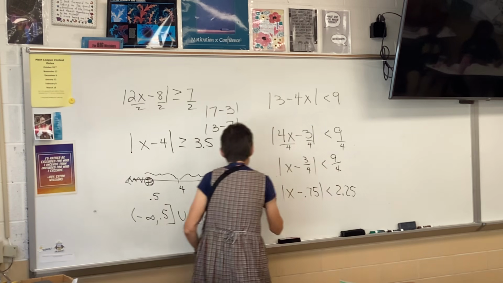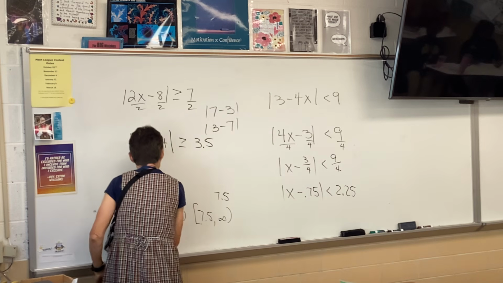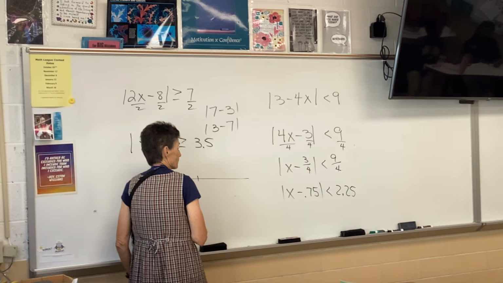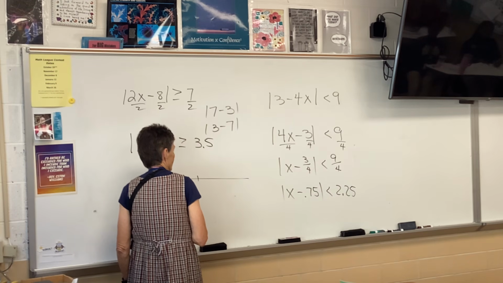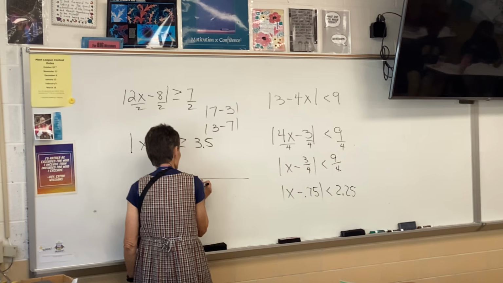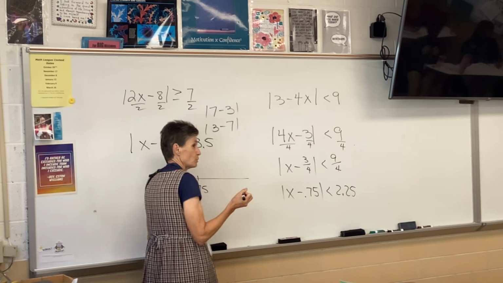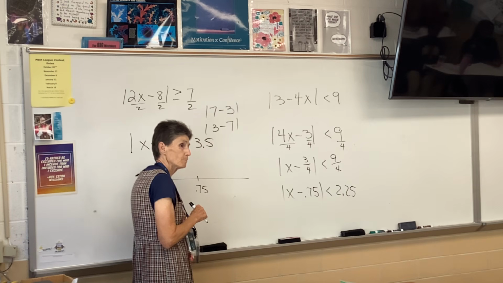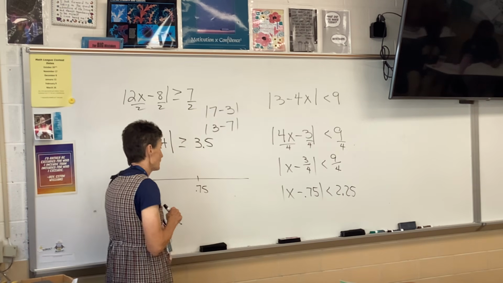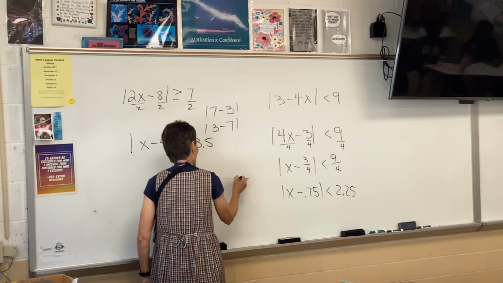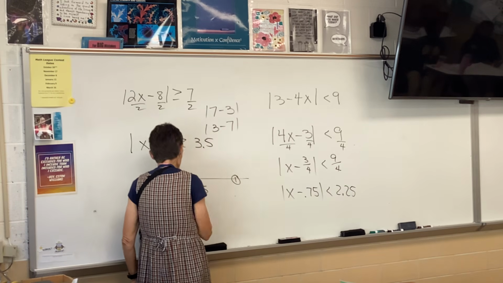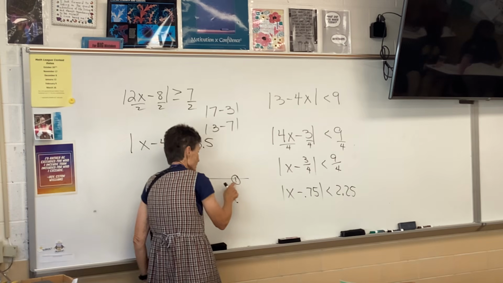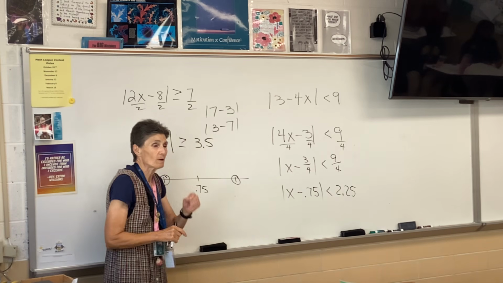So now I'm going to draw my number line. What is going to go right in the center of the number line? Positive 3/4, or positive 0.75, whichever you prefer. Now I'm going to count out that way and back this way, and I have to figure out what those dots are.